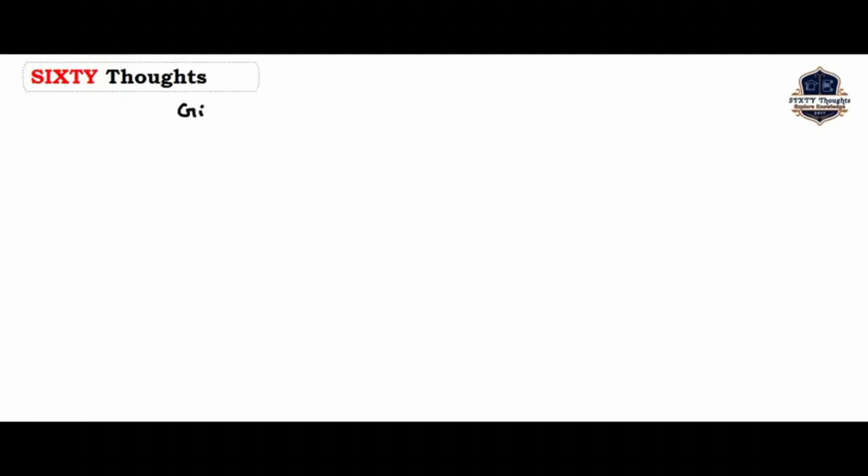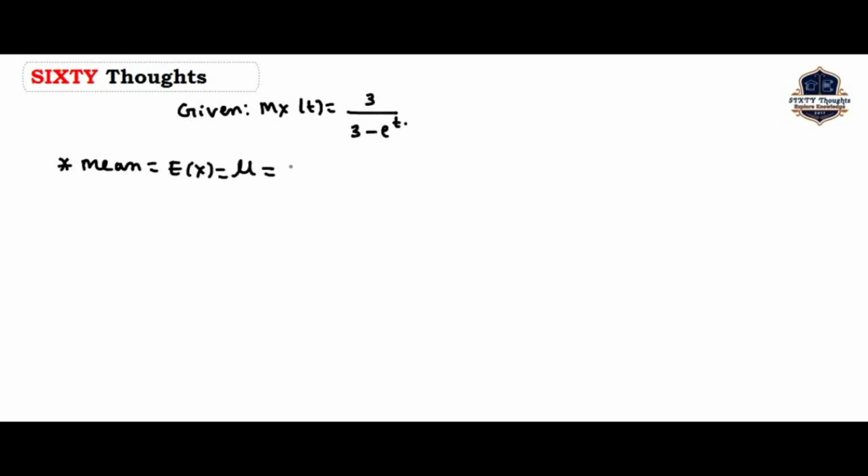Okay, so what is given? The moment generating function is given, that is M_X(t) equal to 3 by 3 minus e power t. What is our target? We find the mean value, that is nothing but the mean equal to expected value of X, denoted by mu. How to find the mean value? That is nothing but M_X dash of t, substitute t equal to 0.